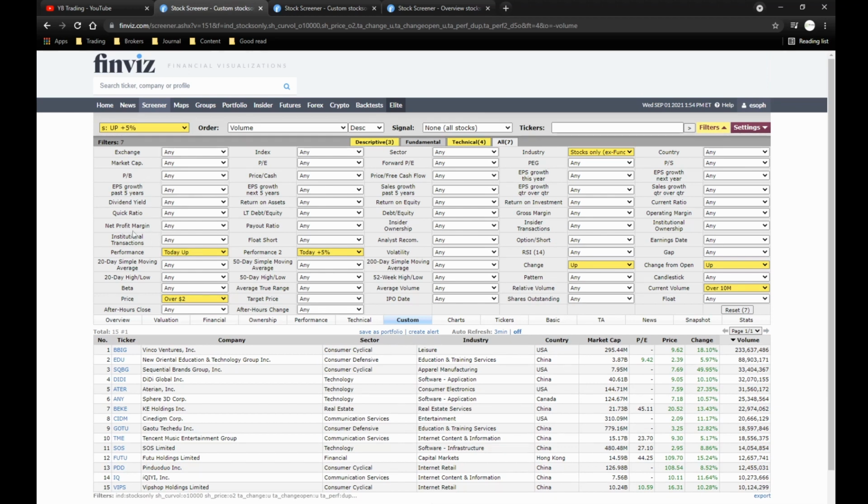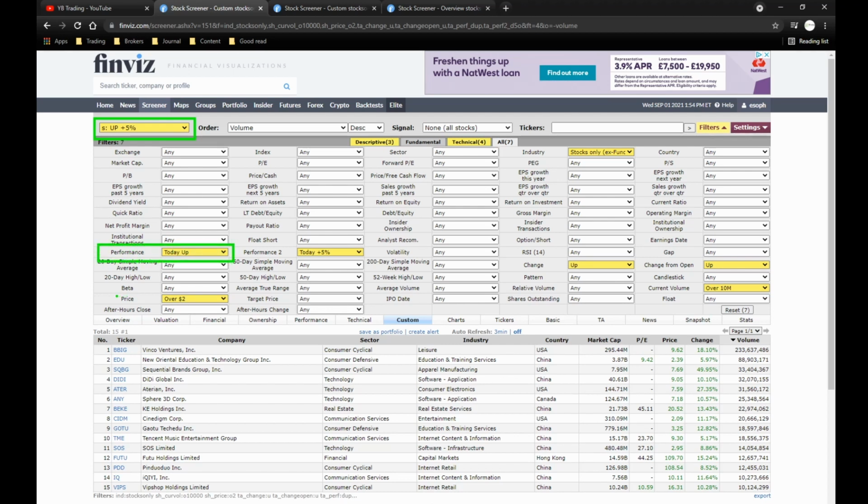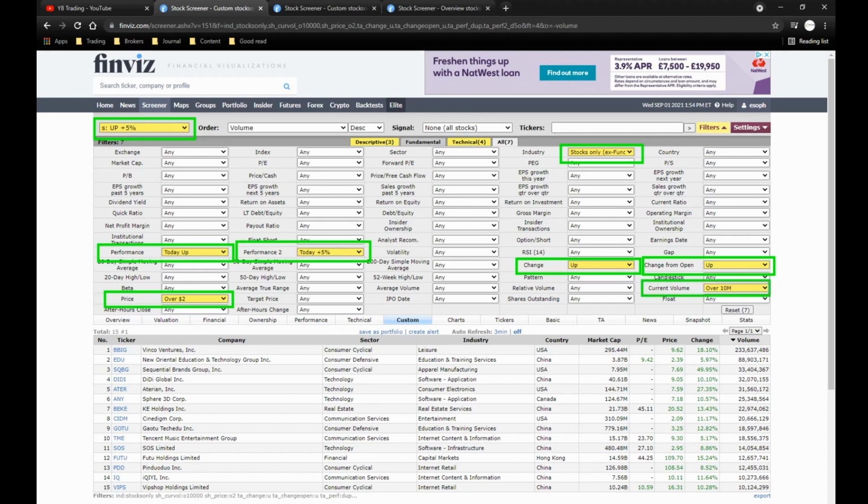Now my first scanner is up 5%. I'm going to go through the settings that I have changed and then I'll explain what I'm looking for on this. So we want performance to be today up, and the price to be over 2. Performance today up 5%, and then we want stocks only, and then change up, change from open is up, and current volume is over 10.